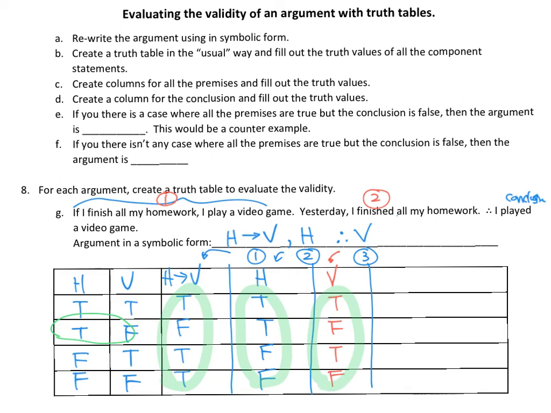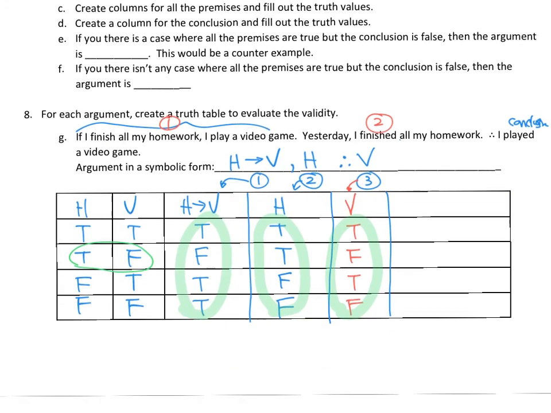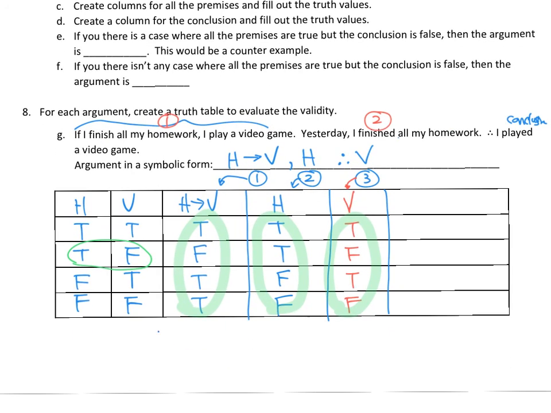So how do I know whether the argument is invalid or valid? In order to show that this is invalid, I have to show a case where all the premises are true and the conclusion is false. So I'm looking at all my rows. Is there a case where we have true, true, false? I don't think so. We have true, true, true. We don't have true, true, false. We have false, true, true, false. But yeah, we can't find that. That means my argument is valid. Valid.